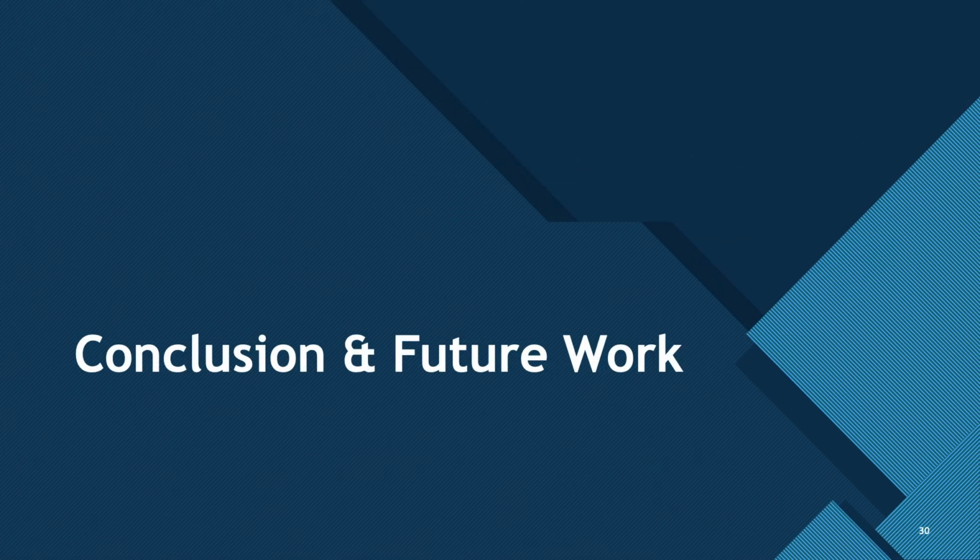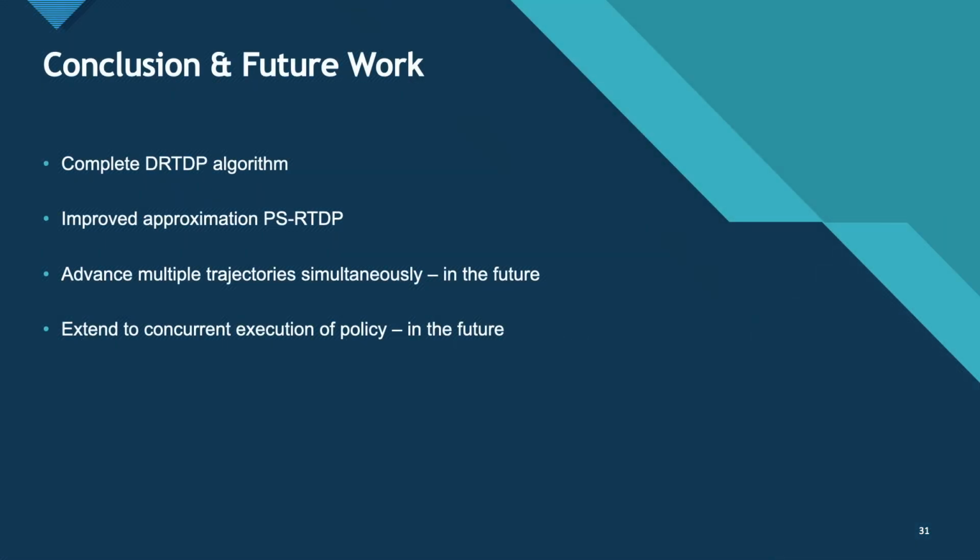So let's conclude. We talked about the extension of collaborative privacy-preserving planning to stochastic environments and the DRTDP algorithm we formulated to solve such problems. We then proposed an improvement to DRTDP, called PSRTDP, and examined the differences between them.